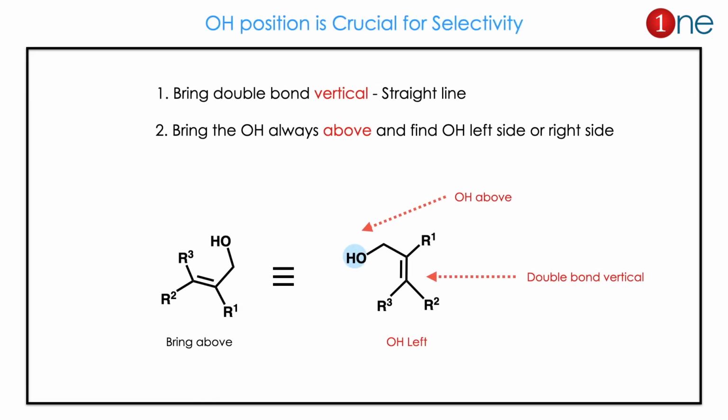Before we get into further detail, you have to know the OH position is crucial for the selectivity. First you have to bring the double bond to a vertical straight line, then bring the OH also above. Then you have to find whether the OH is on the left side or right side. It is very crucial for deciding the mechanism.